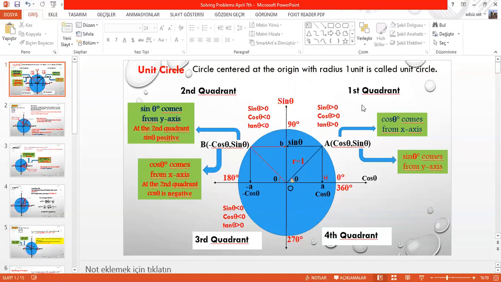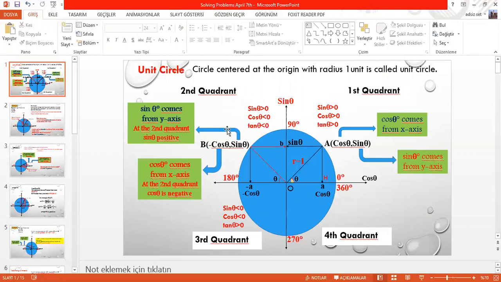The first part, this part, is called the first quadrant. In the first quadrant, all x values are positive and all y values are positive. What does it mean? When we take a point from the first quadrant, for example (2, 3), 2 comes from x and 3 comes from y. If this point is in the first quadrant, the two components must be positive.